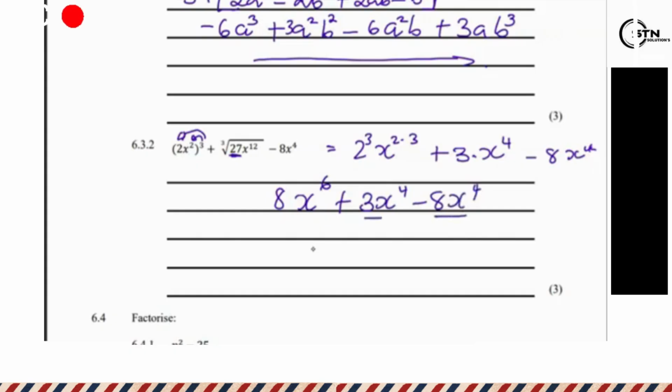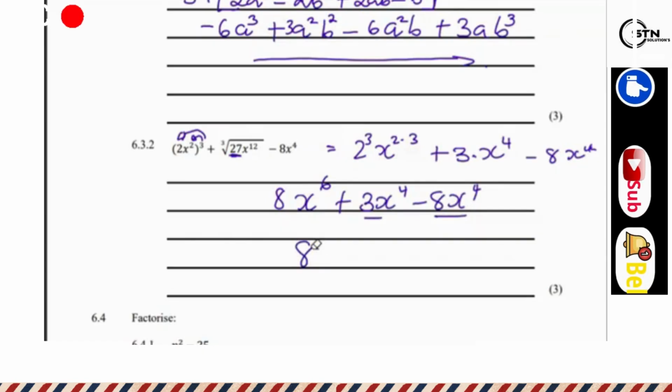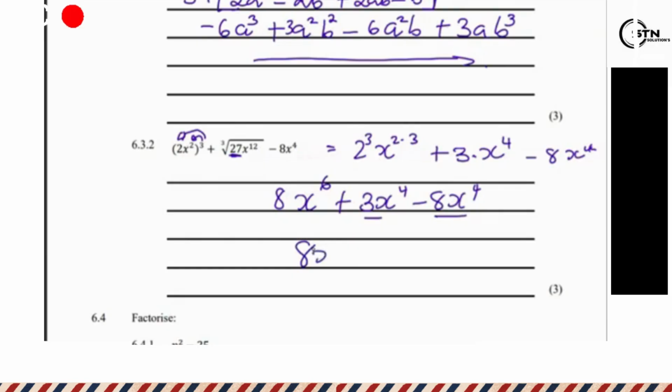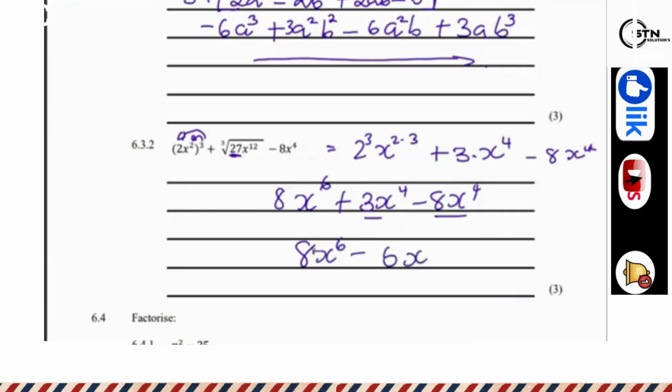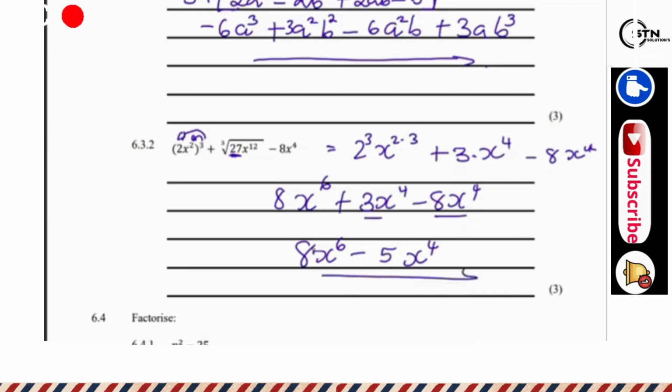We only have 2 like terms here. So it's going to be 8x to the 6. Okay, so 8x to the 6, and this and that's going to be a negative 5x to the 4. So that is how we end up with that result, and that becomes the answer.